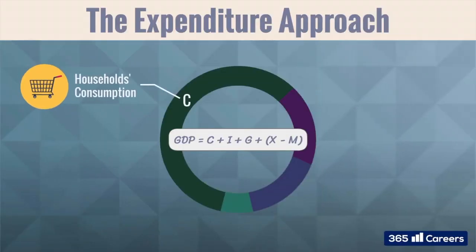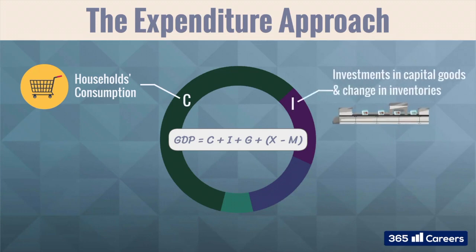This approach comprises four components. First, personal consumption expenditure, C, can be referred to as all expenditures by households on durable consumer goods, non-durable consumer goods, and consumer expenditures for services. It is also known as private consumption.